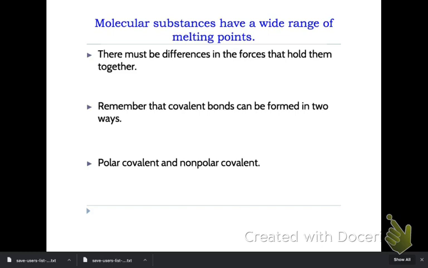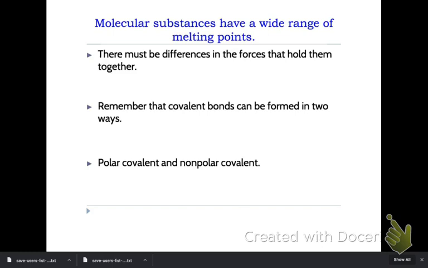We can form a covalent bond in one of two ways. If you remember, one of them is polar and the other is nonpolar. When we talk about something being polar, we're talking about something having opposite ends. Polar molecules have one atom that's a little more electronegative than another, and it tends to attract the electrons to its side a little bit more.